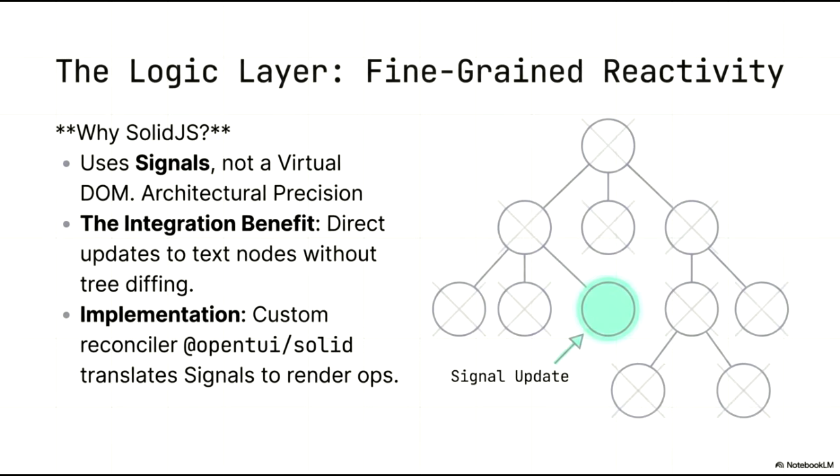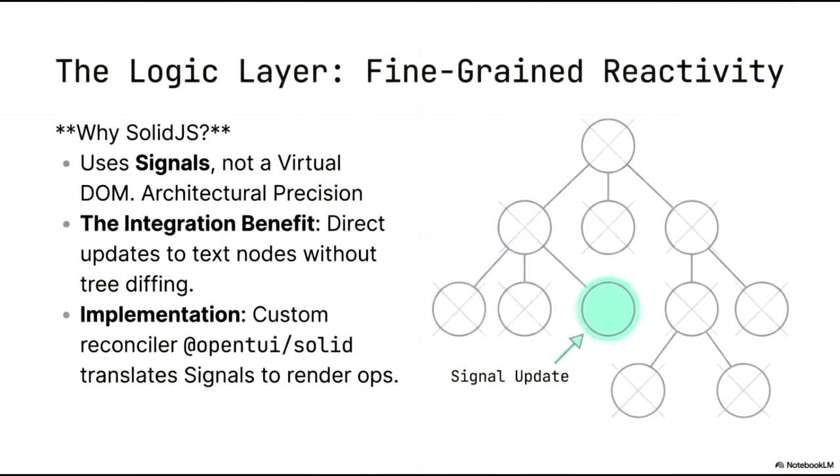Moving into the logic layer, let's examine the role of fine-grained reactivity and why SolidJS is central to our approach. SolidJS distinguishes itself by utilizing signals rather than a virtual DOM, which allows for a high degree of architectural precision. The key integration benefit here is the ability to perform direct updates to text nodes, bypassing the need for computationally expensive tree diffing. Looking at the diagram, the signal update targets only the specific node that requires a change, highlighted in green, while the surrounding nodes, marked with an X, remain completely unaffected.